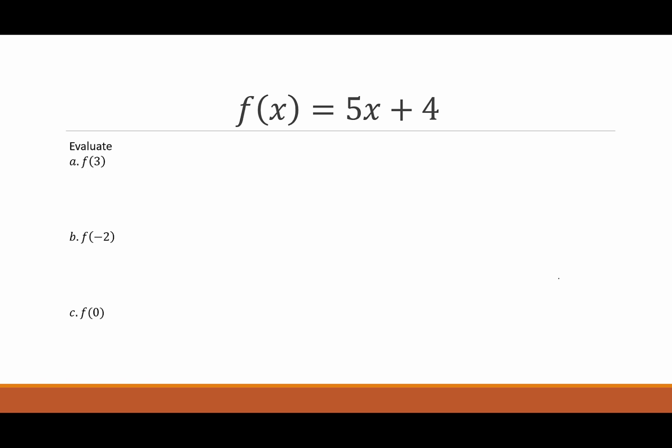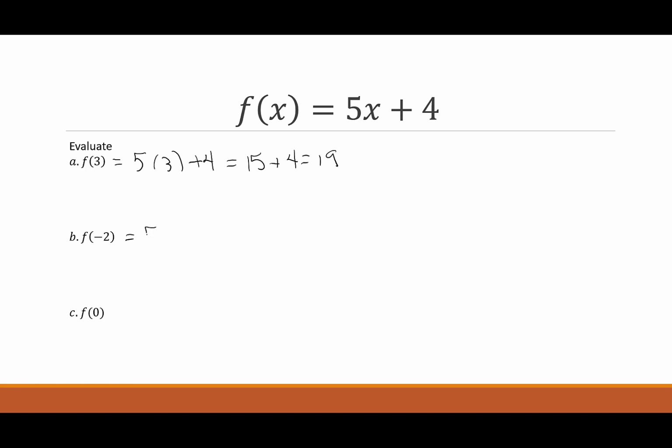So let's use the function f of x equals 5x plus 4. Then we're going to evaluate it when x is 3, when x is negative 2, and when x is 0. Notice I say evaluate, not solve. I'm not solving for the value of x. I know the value of x. The value of x is 3, and I want to find out what's the corresponding value of f of x. So I'm going to do 5 times 3 plus 4. 5 times 3 is 15, plus 4 gives me 19.